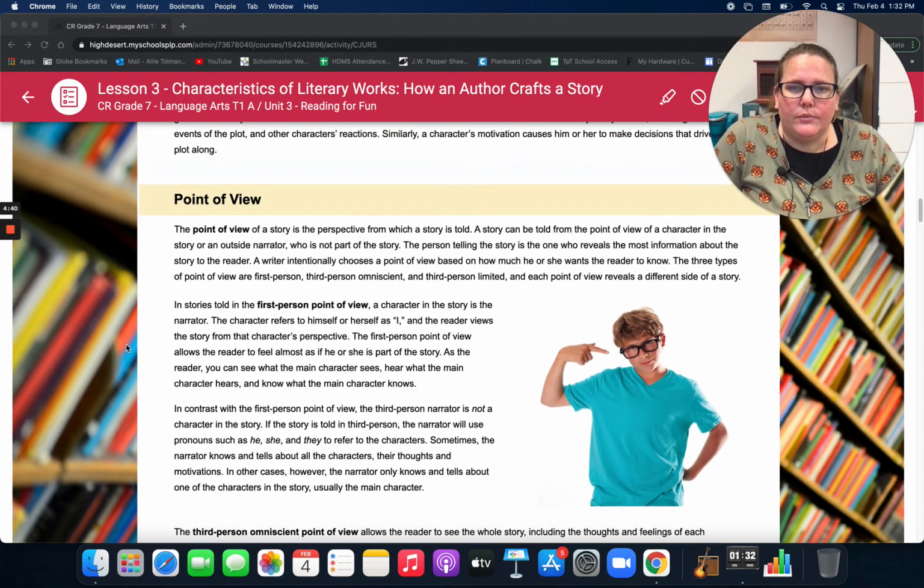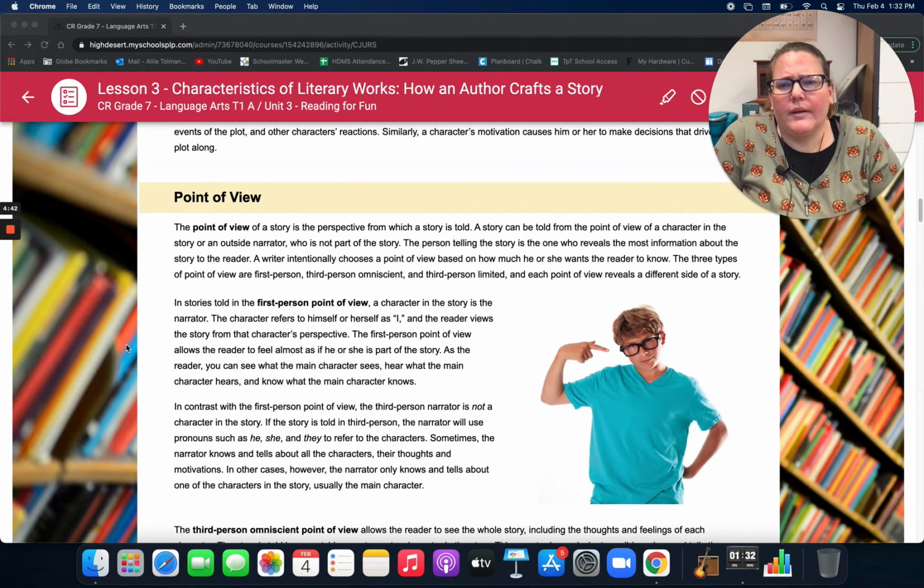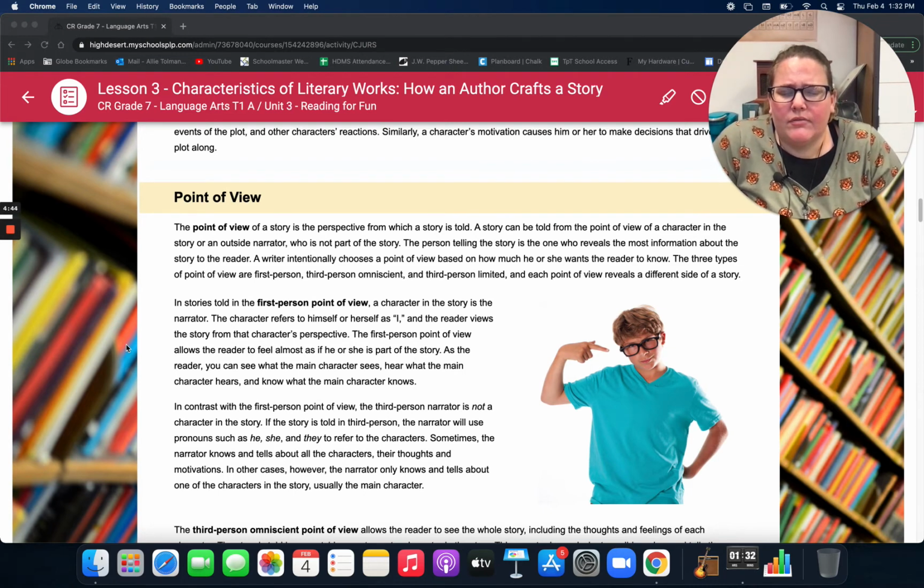Point of view. The point of view of a story is the perspective from which the story is told. A story can be told from the point of view of a character in the story or an outside narrator who is not part of the story. The person telling the story is the one who reveals the most information about the story to the reader. A writer intentionally chooses a point of view based on how much he or she wants the reader to know.